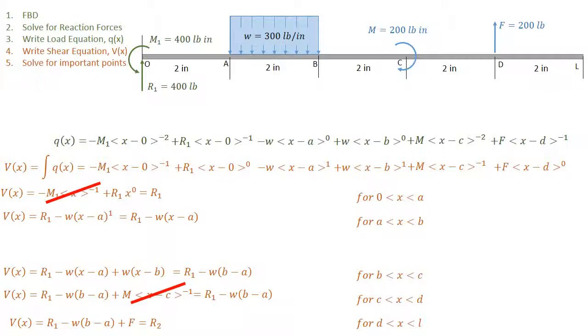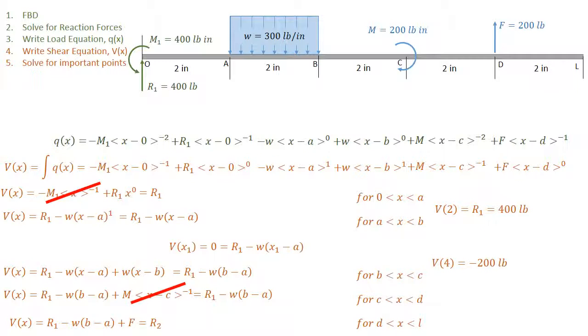Now, finding those important points. At x is equal to 2 and at x is equal to 0 and every place in between, the shear is equal to 400 pounds. When x is equal to 4, if I plug 4 in here, I'll get minus 200 pounds. This brings up an important point. Since I crossed from positive to negative somewhere in the regime A to B, or 2 to 4 inches, I need to figure out where it was that I crossed.